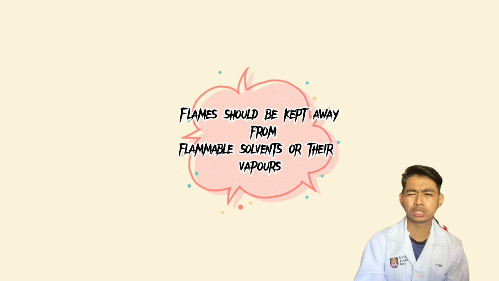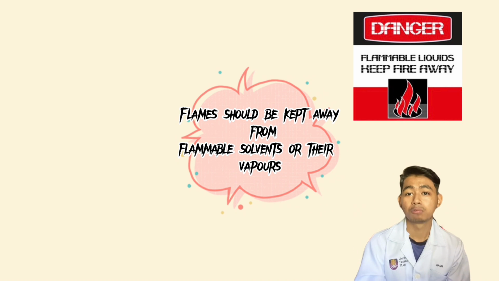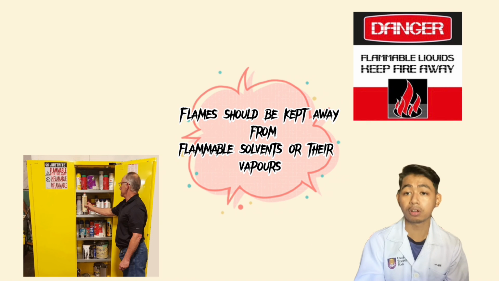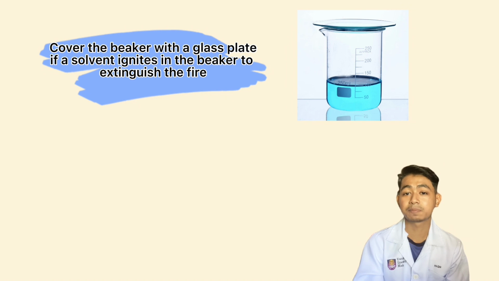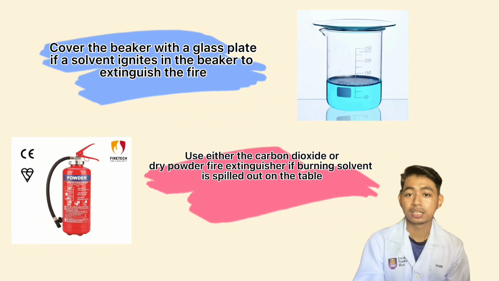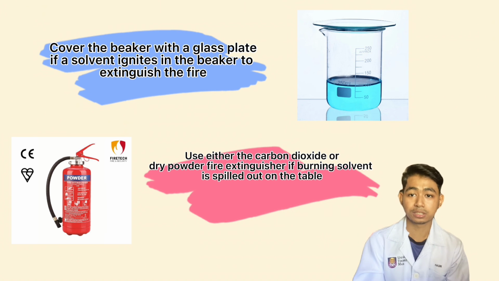Next, flames should be kept away from solvents or their vapors. We should put the flammable solvents far away from the hot plate and Bunsen burner to prevent fire. Last but not least, if a solvent ignites in the beaker, cover the beaker with a glass plate to extinguish the fire. If burning solvent is spilled out on the table, use either the carbon dioxide or dry powder fire extinguisher.